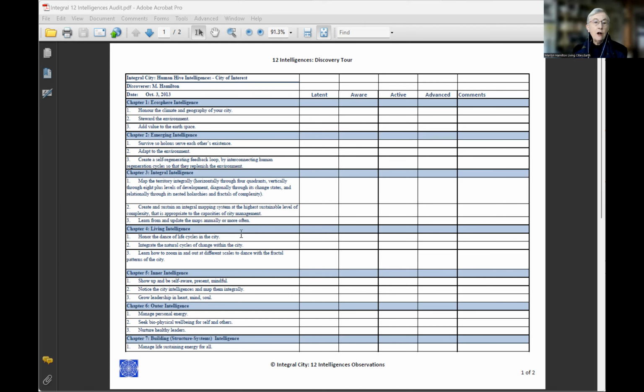Our fourth intelligence I call living intelligence. And this is really revealed in the first element, which I describe as honor the dance of life cycles in the city. One of the things I observed when I started to rethink the city was that a lot of the time there's an assumption that everybody is the same age or of the same generation. But we now know that there are pretty close to 7 generations alive at the same time in the city. And this is a way of honoring what the indigenous communities have said, that we need to make decisions onto the 7th generation.